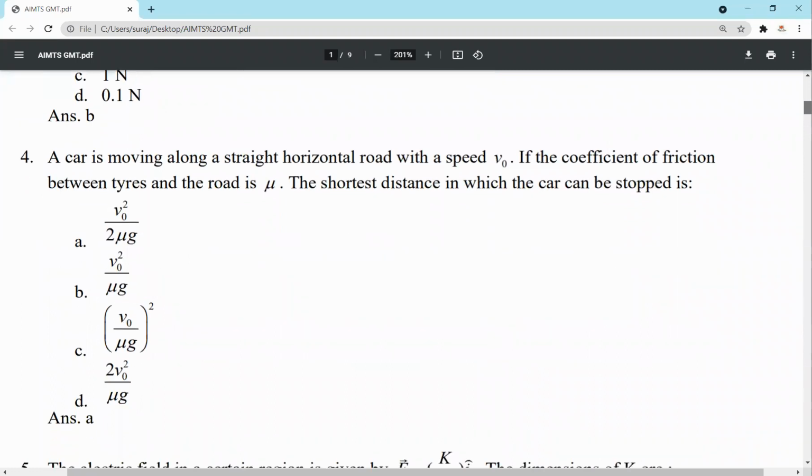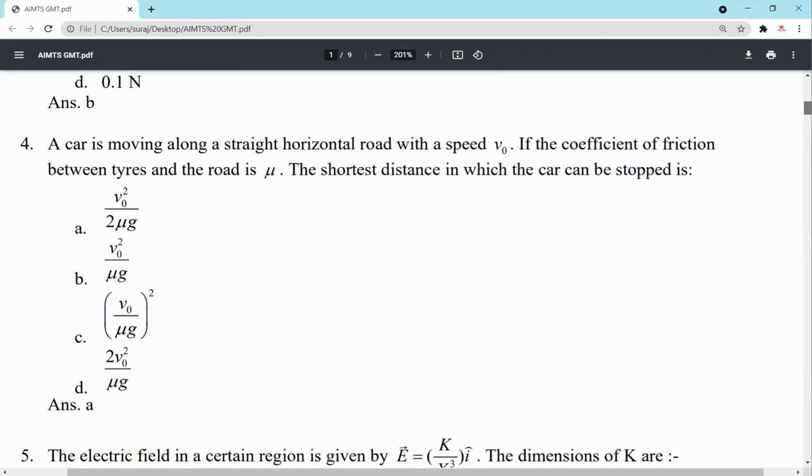A car is moving along a straight horizontal road with a speed v0. If the coefficient of friction between tires and the road is mu, the shortest distance in which the car can be stopped. So it's a stopping distance formula. Directly we can apply stopping distance equal to v square by 2 mu g. How to derive this formula?